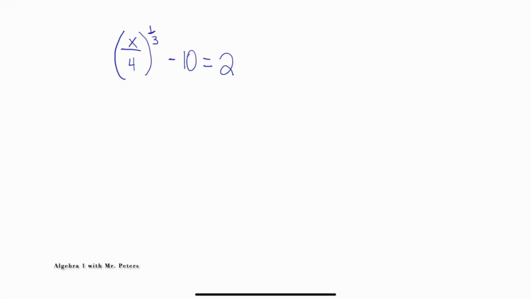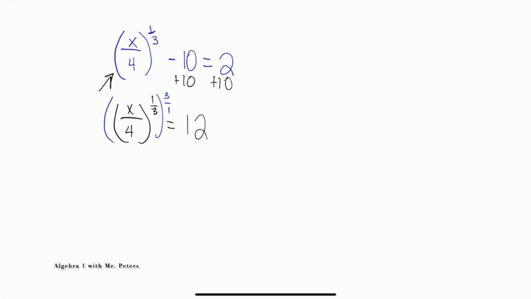In the next example, we notice that we have a fraction that's being taken to the 1/3 power. But family, our first step is still going to be the same. We need to isolate that term with the rational exponent. So after we add 10, we're going to have (x over 4) to the 1/3 is equal to 12. So now at this step, we're going to try to get rid of that rational exponent by multiplying by its reciprocal, 3 over 1. We're going to take 12 to the third power as well.